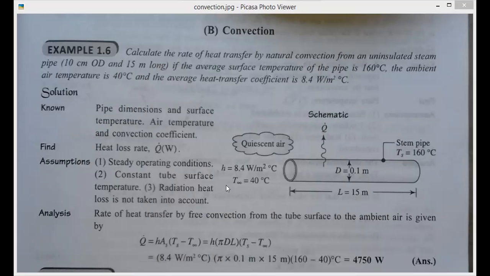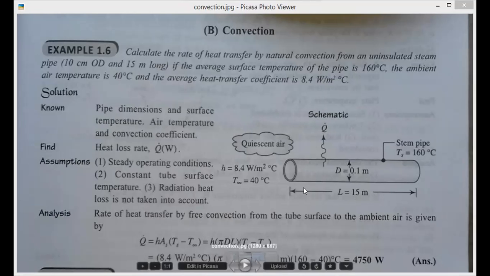H is given, temperature of fluid is given, temperature of solid is given. So let us directly come to the formula. Q equals HA (Ts minus T infinity). So here the area which comes into contact with the fluid flow is to be applied. So 8.4 into pi into D.